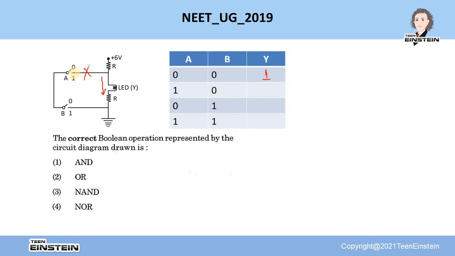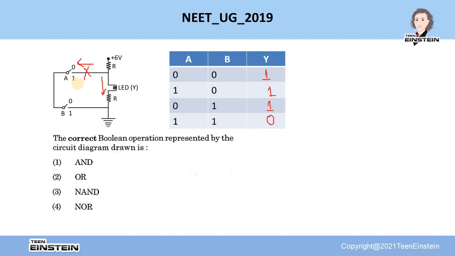Now if any one of these two switches is at 0 state, then there will be no current passing through this circuit, and hence you will always get high state for the output. See, 1 0 you will get high state because the LED will glow, 0 1 you will get high state because the LED will glow. But if both the switches are closed, that means both the inputs are at high state, then your output is at low state or 0 output you will get. The LED doesn't glow, the whole current will pass through this way because this is the lowest resistive path.